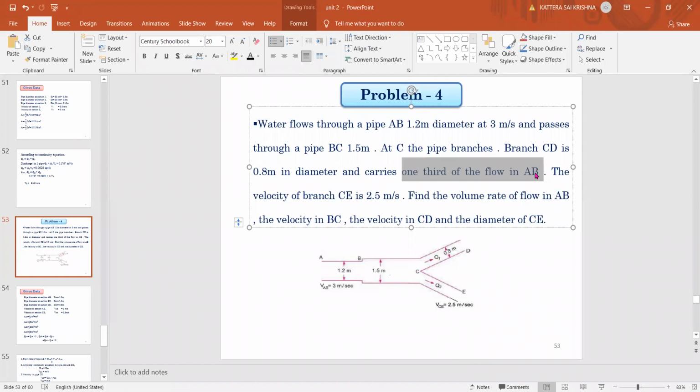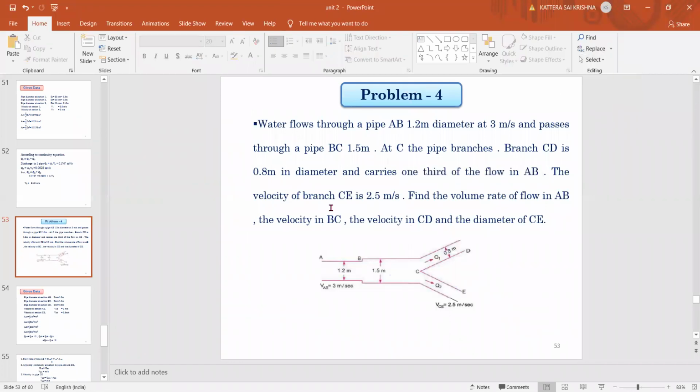1/3 of the flow in AB. So QCD, this is nothing but discharge in CD, is equal to 1/3 of discharge in AB. So that is the sentence given here. It carries 1/3 of flow in AB. So 1/3 will flow into CD, and the remaining will flow into CE, if you take the section AB into consideration.